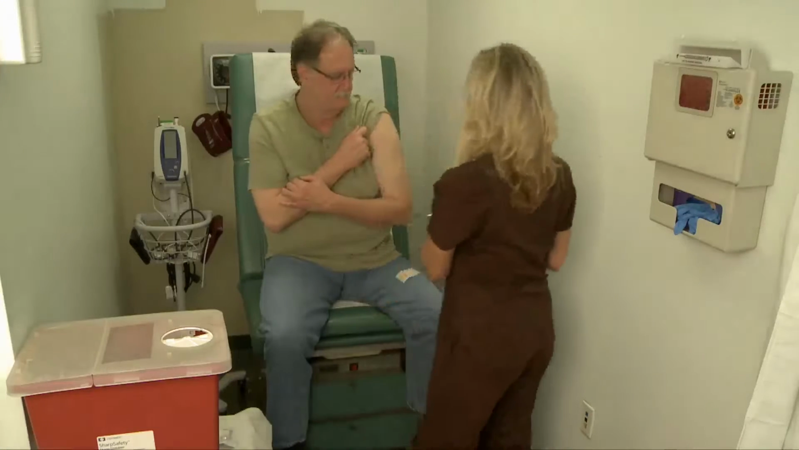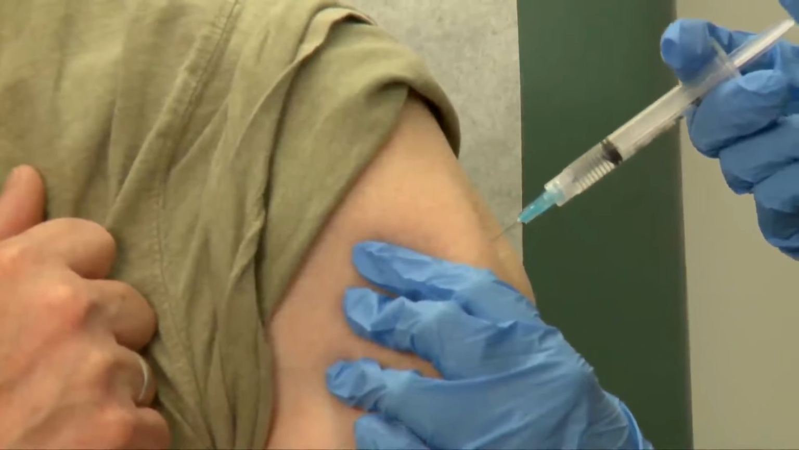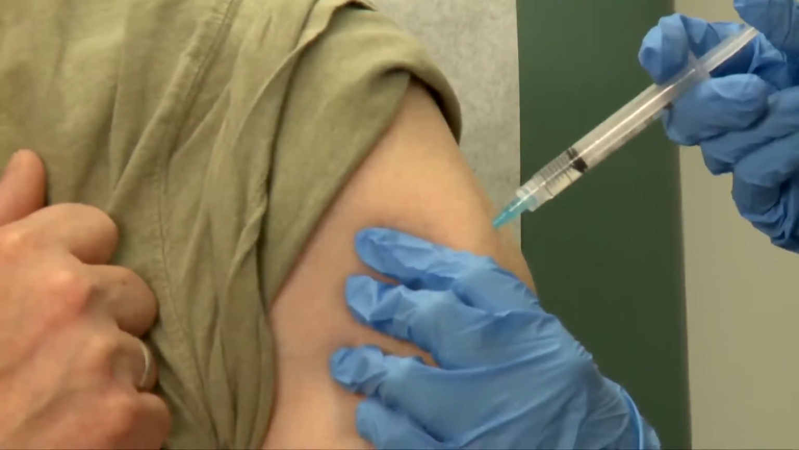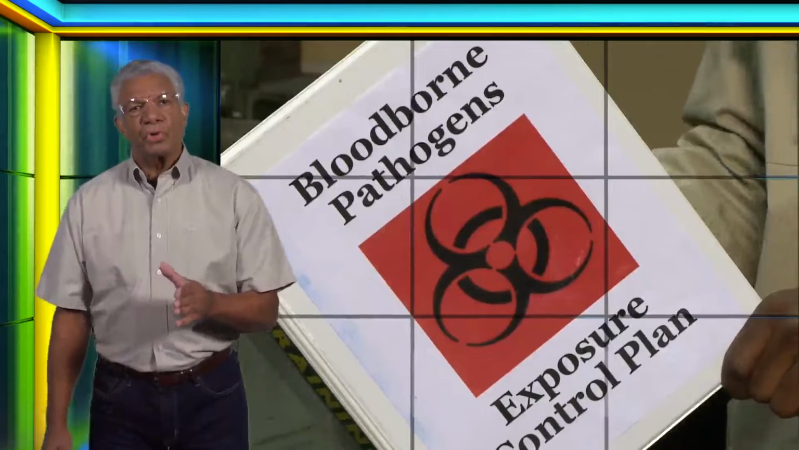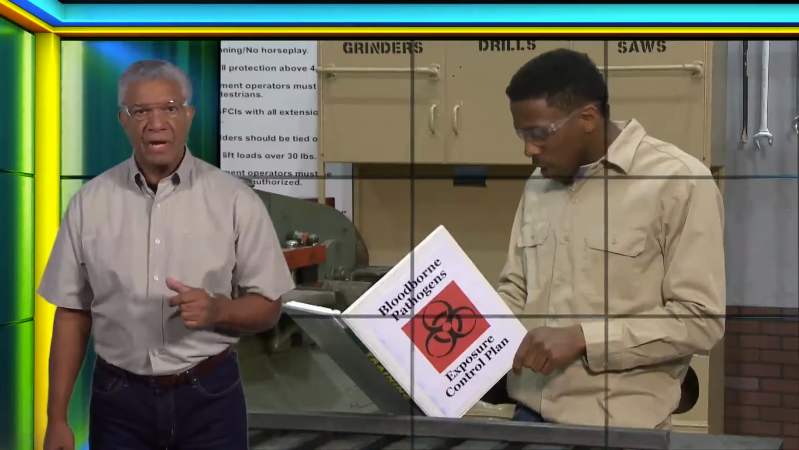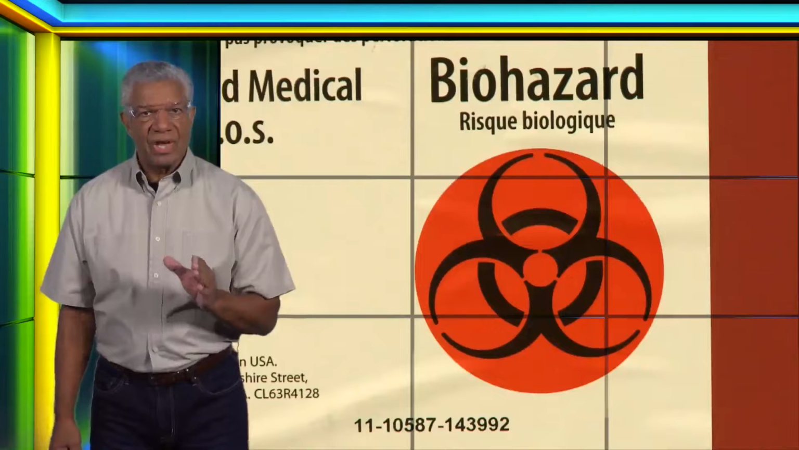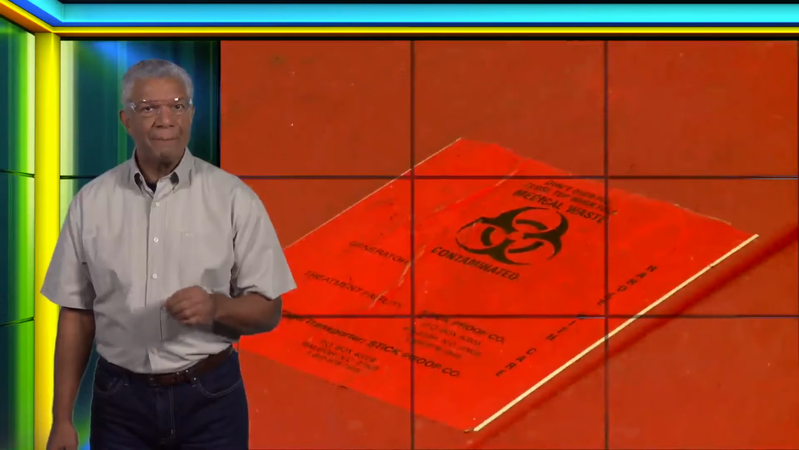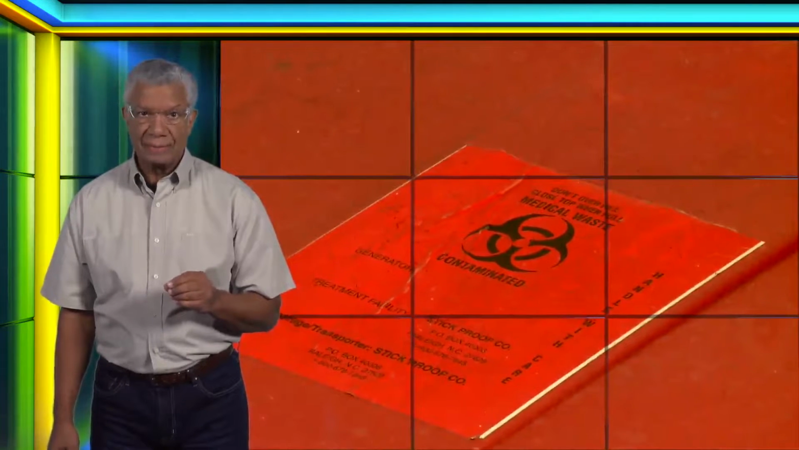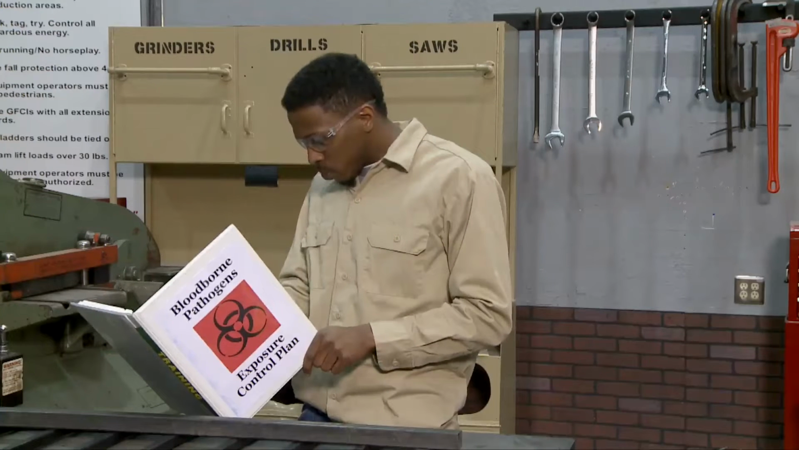Workers who have occupational exposure to bloodborne pathogens are eligible to receive the hepatitis B vaccine at no cost to the employee. An exposure control plan should also contain descriptions of engineering and work practice controls, employee training, medical and vaccination information, and a listing of the signs and labels used to identify biological hazards on site. The written exposure control plan must be available for employee review.